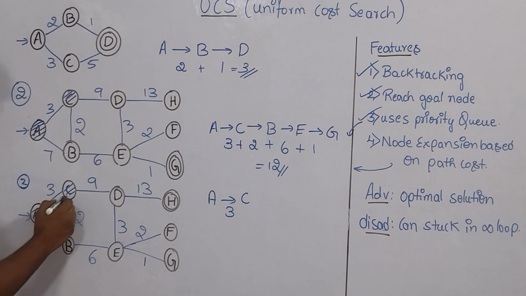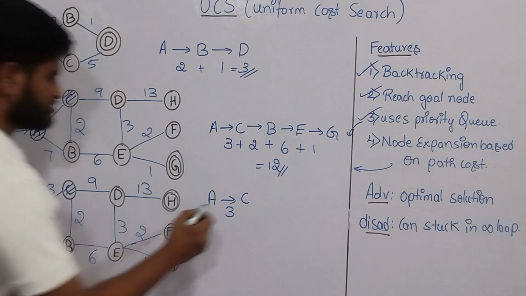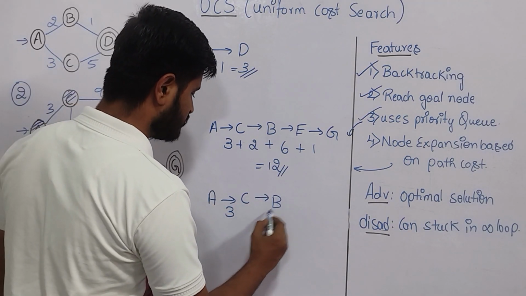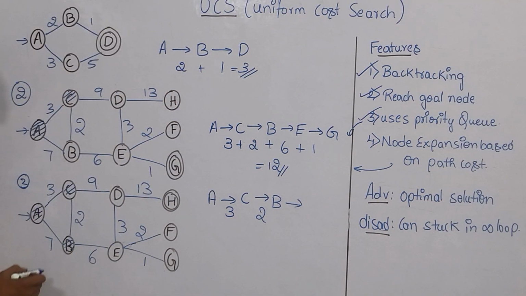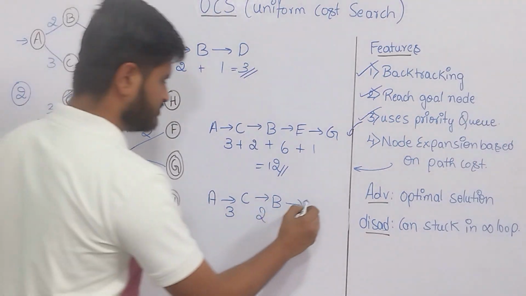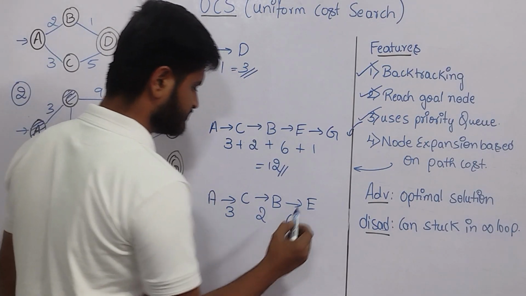From C I can move either to D or to B. The cost of moving from C to D is 9. From C to B it is 2. So the least cost is from C to B with a cost of 2. Now B is also traveled. From B I can only move to E. The only possible path is moving to E with the cost of 6.